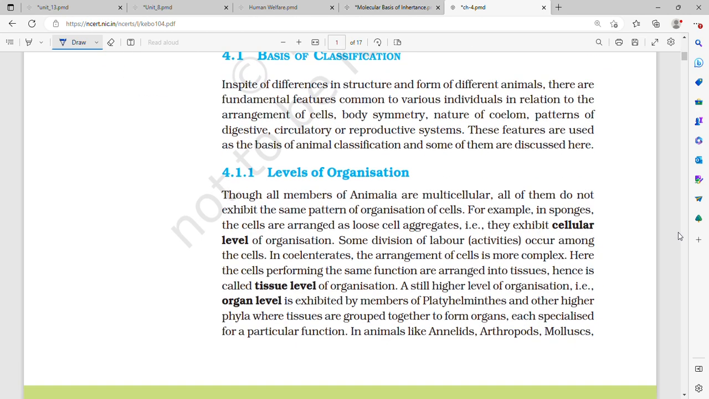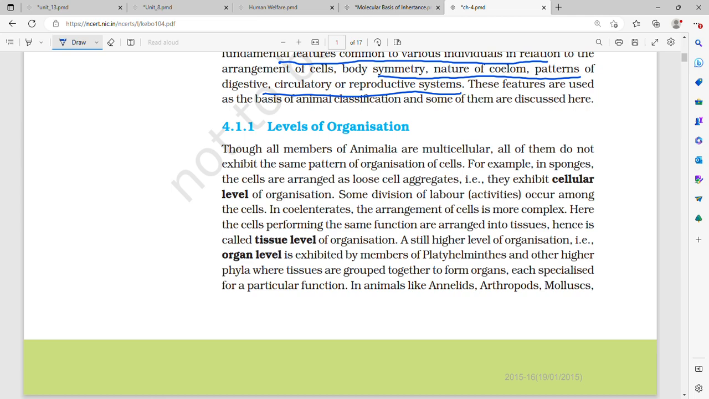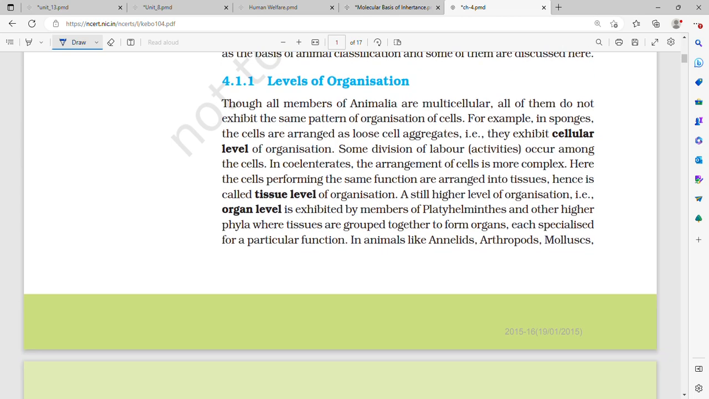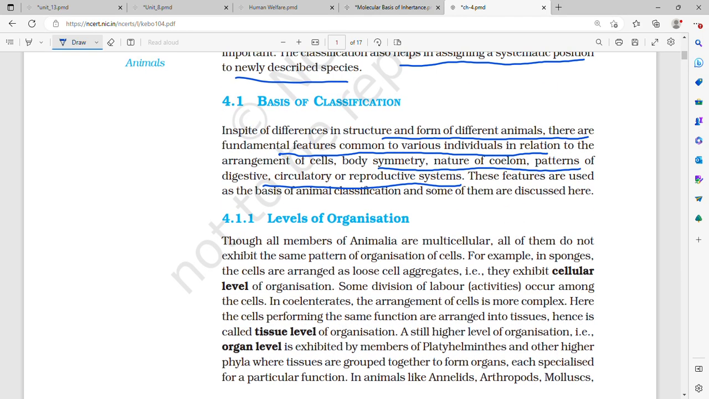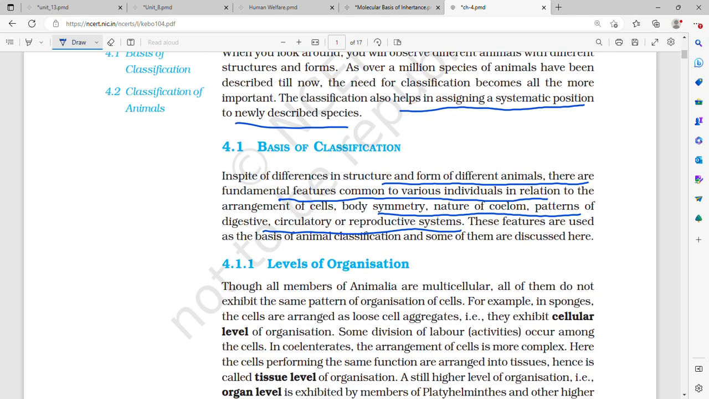Now, basis of classification. In spite of differences in structure and form of different animals, there are fundamental features common to various individuals in relation to the arrangement of cells, body symmetry, nature of coelom, patterns of digestive, circulatory and reproductive system. These features are used as the basis of animal classification. In spite of so many differences in structure and form, we need to classify, right? To assign a systematic position to a newly described species.